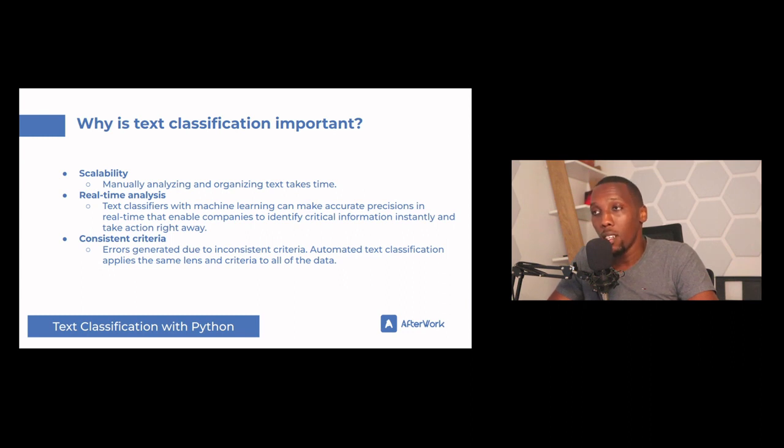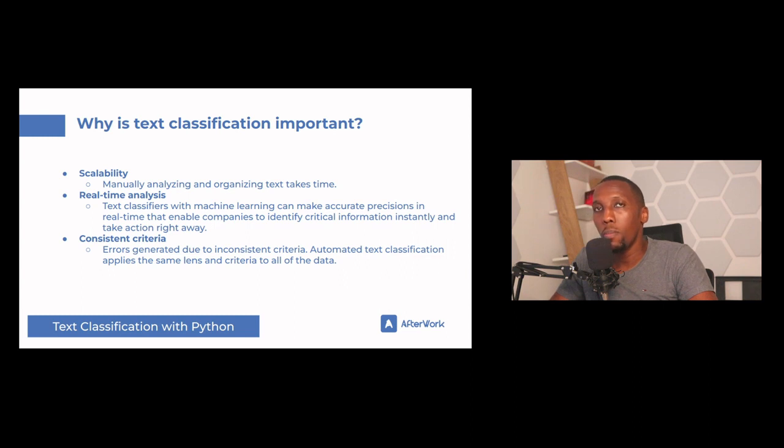On the other side, in terms of real-time analysis, when you have lots of data that comes in real time, and in order to be able to make decisions right away, which is usually one of the aspects of why you'd want to undertake real-time analysis, then in such a situation, text classification can be important in order to identify critical information and take action the right way.